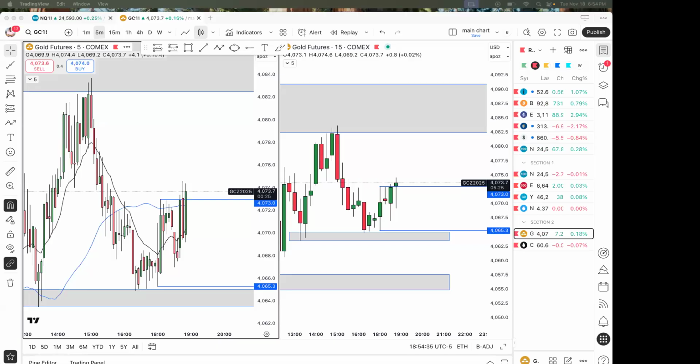So 5-minute. Let's see, it went back in there. It's got to close outside of the orb. I see it's peeping its head out. We got a body pass on the 15-minute. We're about to have a close in about 4 minutes. This is about to be a trade.